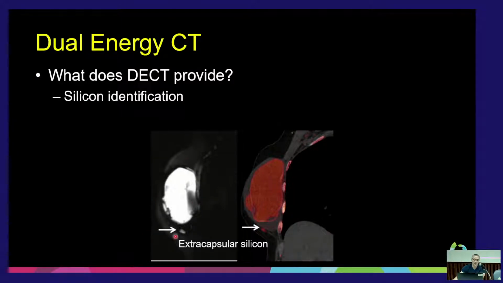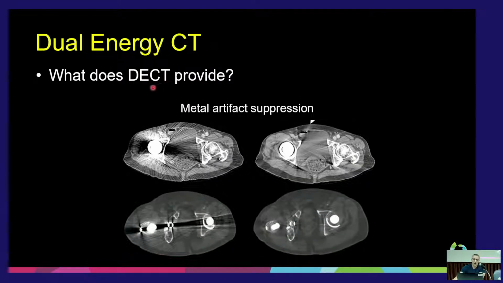Interestingly enough, you can do, for example, silicone. You can identify things beyond just calcium and iodine. So here you've got an extracapsular silicone in the breast tissue. You can distinguish what is metal artifact, what is metal, and you can help suppress metal artifact using dual energy.